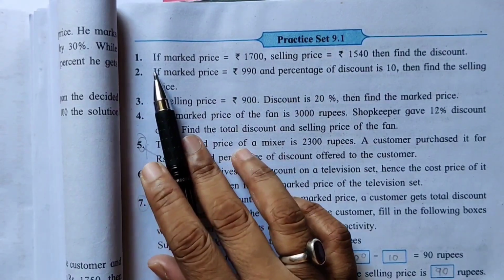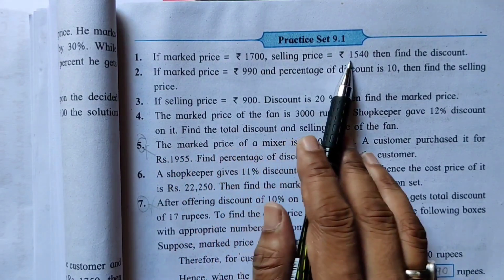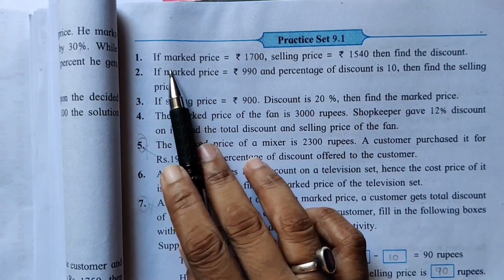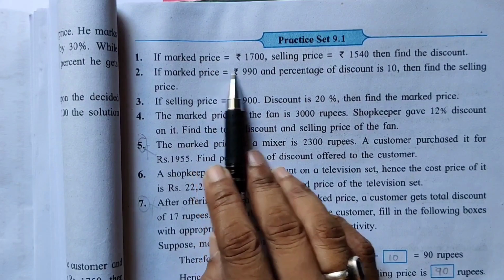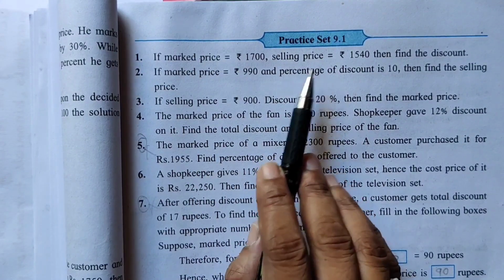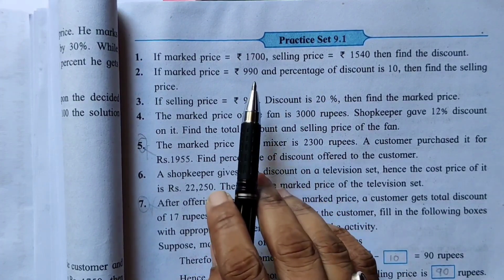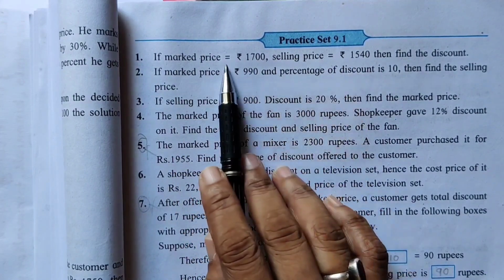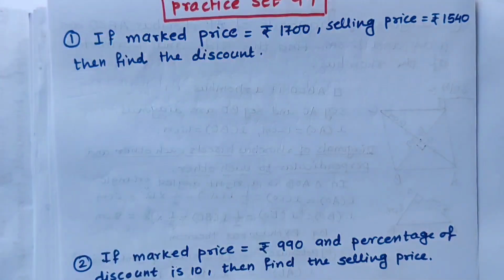Question number 1. If marked price is equal to rupees 1700 and selling price is 1400, find the discount. We have just seen that marked price is nothing but the printed price on that particular commodity, and selling price is the price at which the shopkeeper sells the commodity to us. Discount is the difference between marked price and selling price. So let us see how to solve the sum.